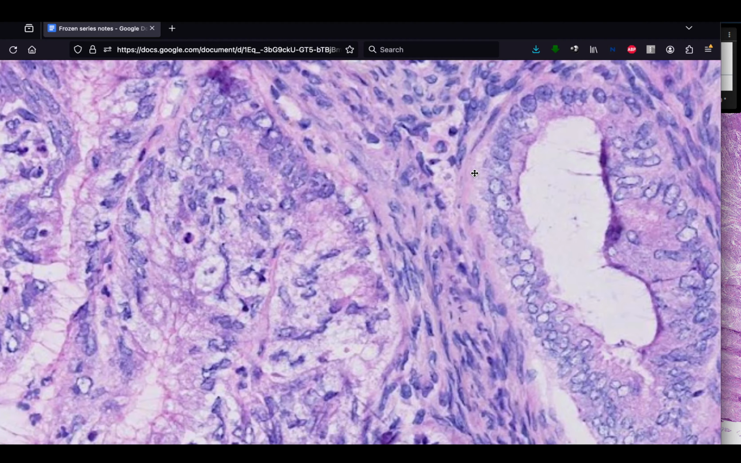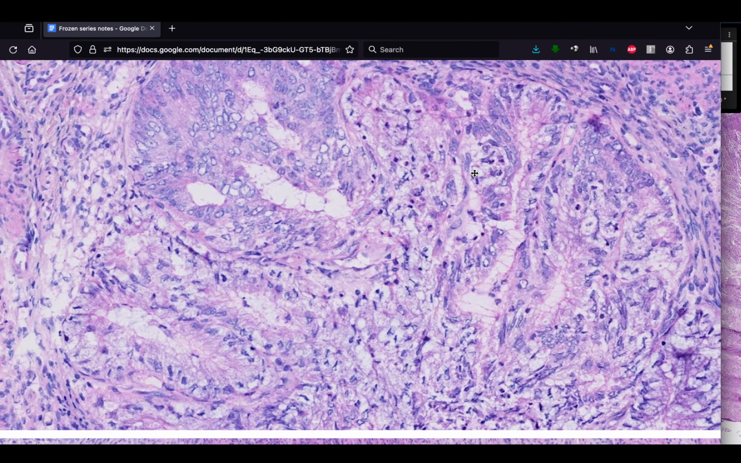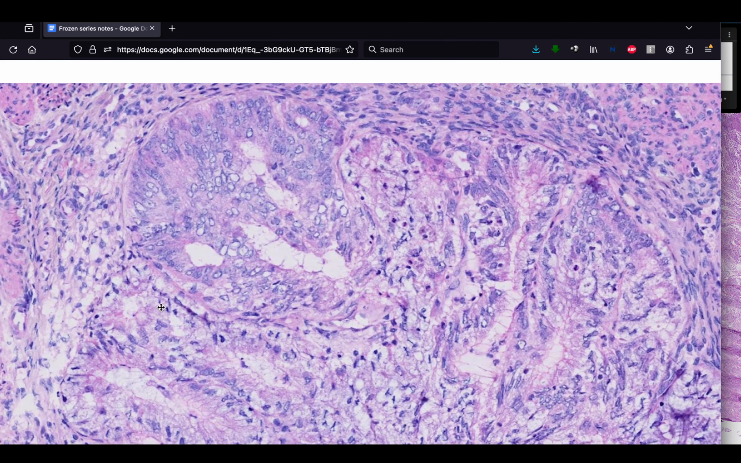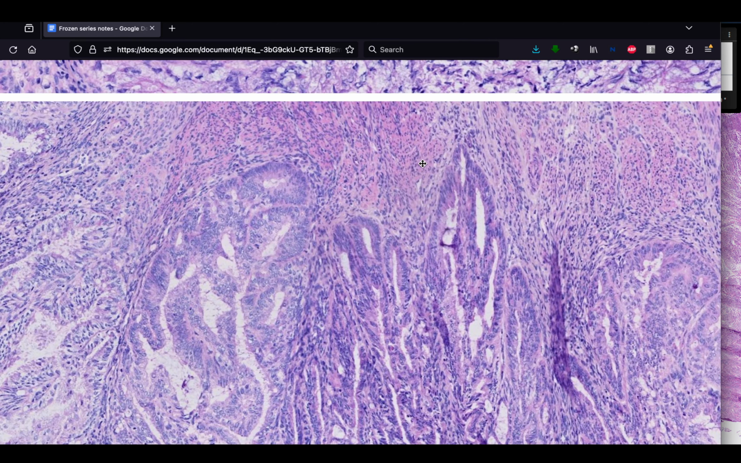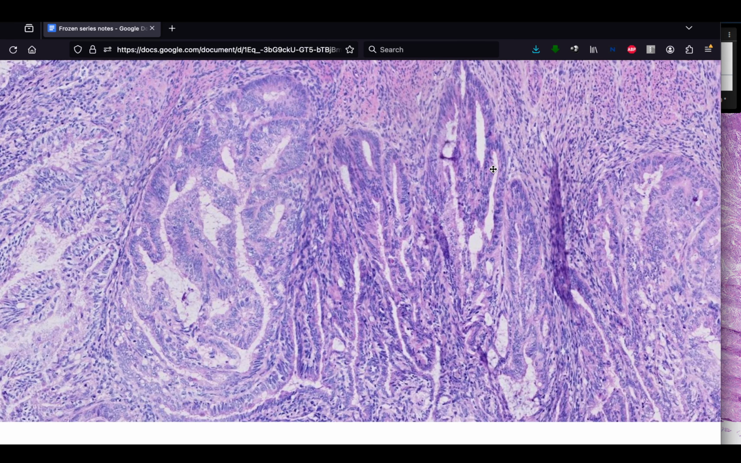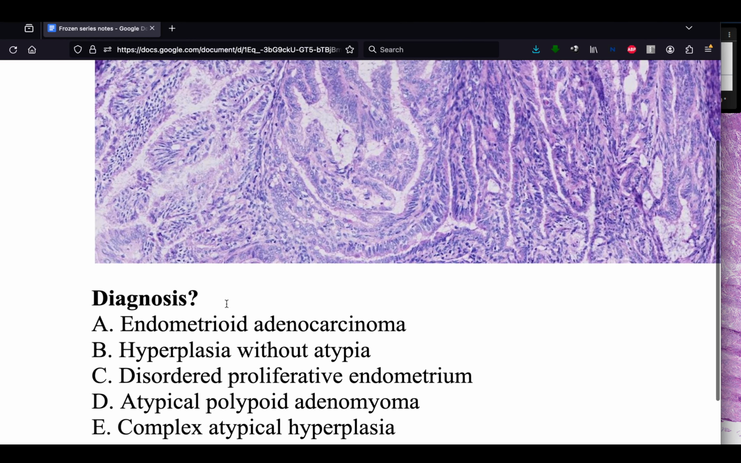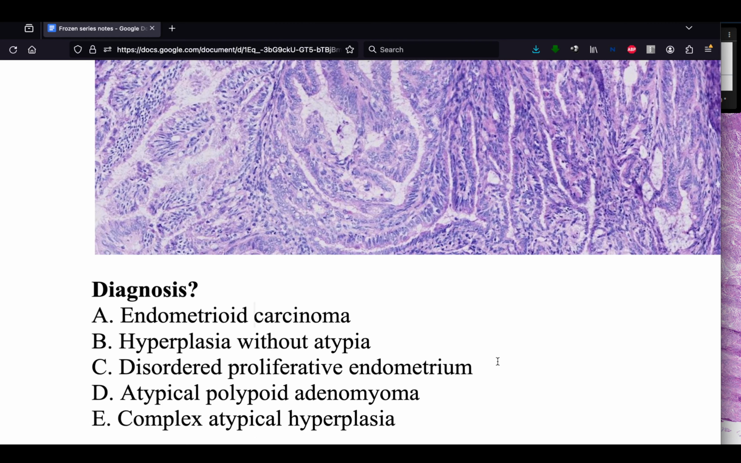And if we go to another picture with higher power, you could see there's nuclear clearing, nuclear pseudostratification. They lose their architecture and they're pushing right into the myometrium. Right over here is a good example. You have some pushing invasion, and some angulated gland invasion. So, the question is, what's our diagnosis here? Is it endometrioid carcinoma, hyperplasia without atypia, disordered proliferative endometrium, atypical polypoid adenomyoma, or complex atypical hyperplasia?